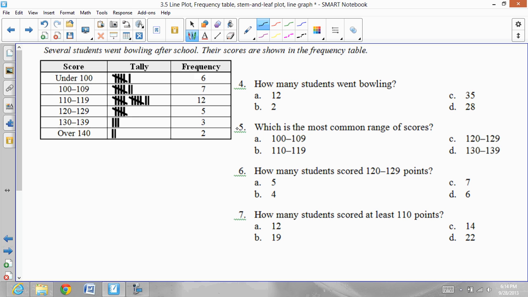Now focus on this question. This is a frequency table. You need to understand the name of the data representation. So this is a frequency table, or it is also called a tally table.